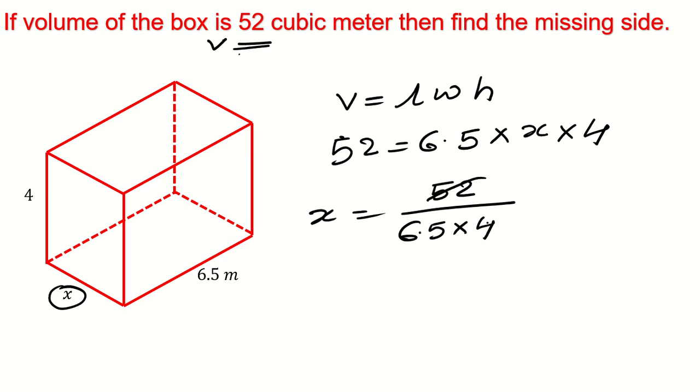Now 52 divided by 4 means 13. Now for 6.5 we have a decimal point, but in 13 we don't have a decimal point. So what we can do, just cancel the decimal point and put 1 0 up, and it is 65. Now 130 will be divided by 65 and it will be 2 times. So the width of the box is 2 meter. Don't forget to mention the unit, okay?